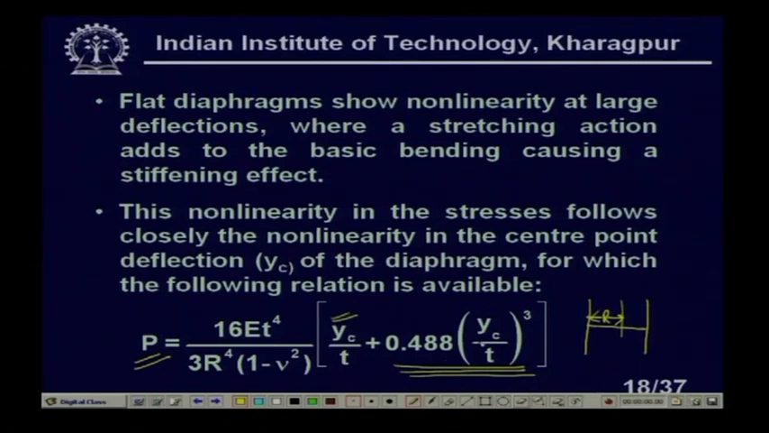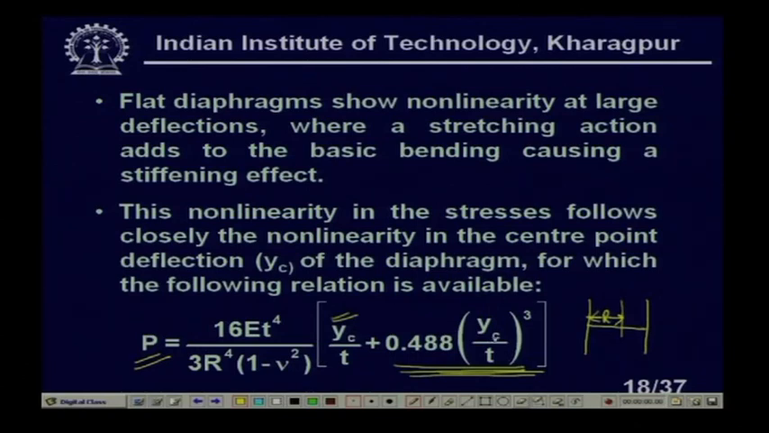You have to avoid this thing. That means this part should be very, very small compared to this part. So, you can see very easily, if YC is very, very small compared to T, we can neglect this part, so nonlinearity will be less. If YC is higher, then the nonlinearity will be higher and we cannot neglect this term. Whereas if this term is much less than this term, we can easily neglect that part.